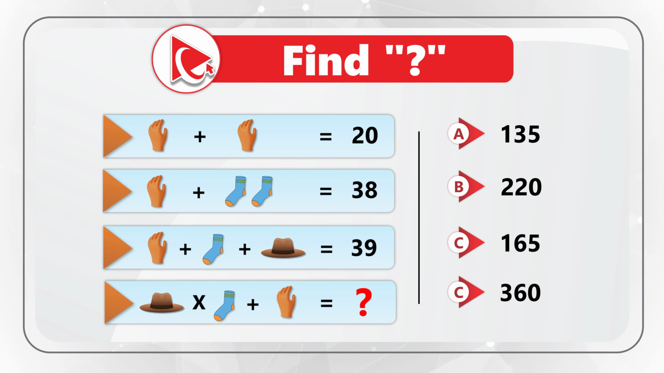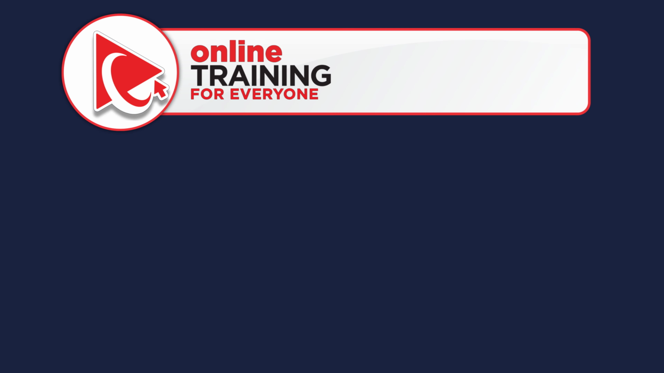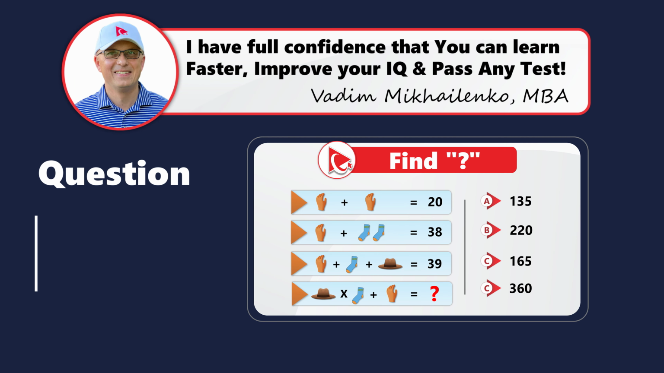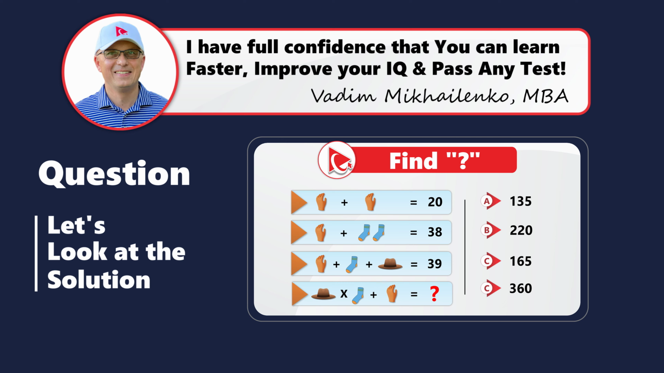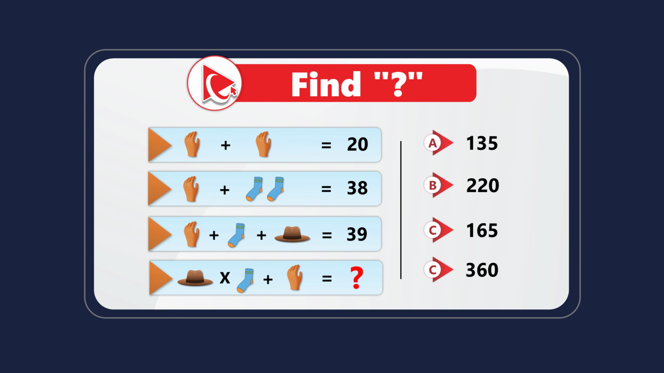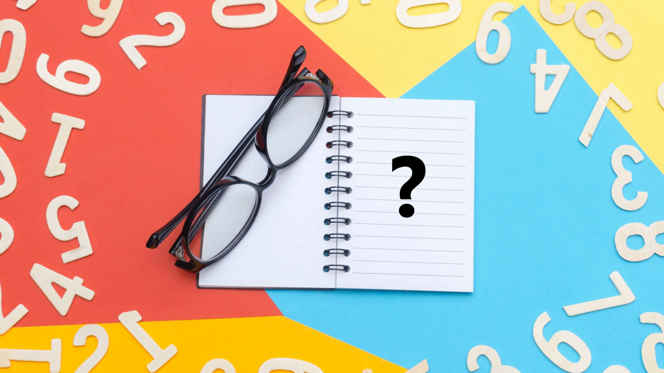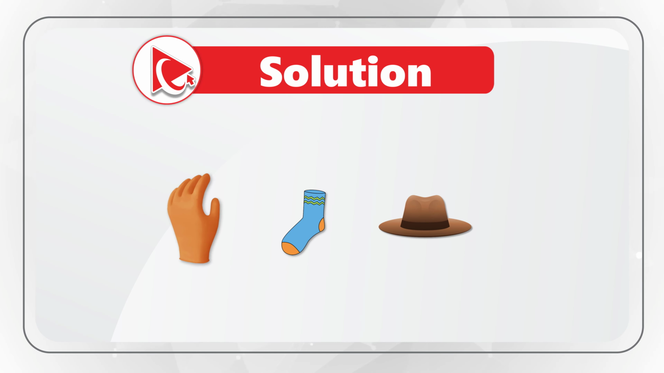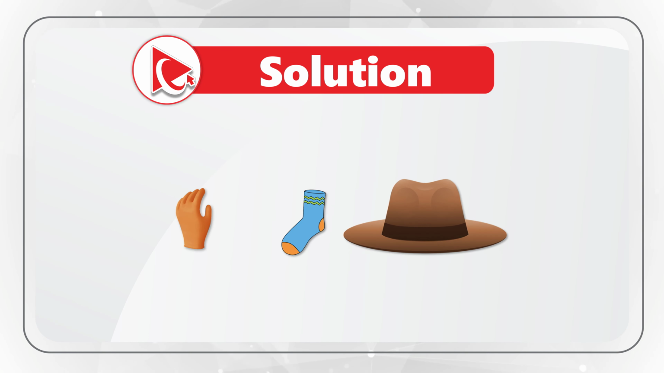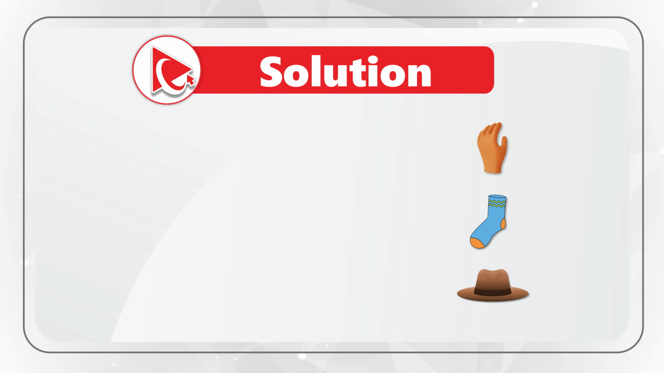Take a close look to see if you can use your mental powers to calculate the missing number. On my end, I am moving forward to share with you my version of the solution. And if you have a better way to solve it by using your mental powers, please make sure to share in comments. Obviously, to solve this challenge, you need to find the numbers associated with each object. You need to find the numbers for glove, for sock, and for the hat. Let's look at each expression in more details.